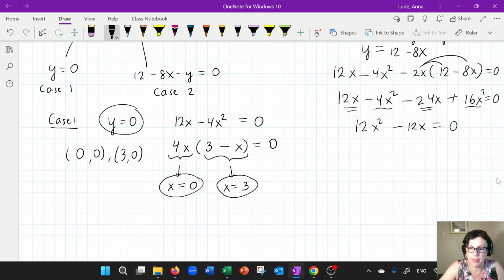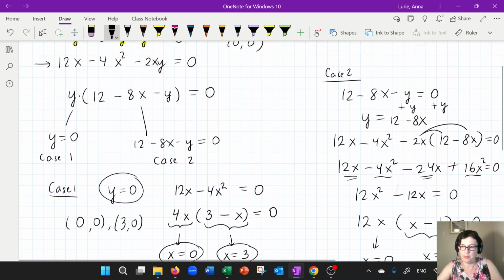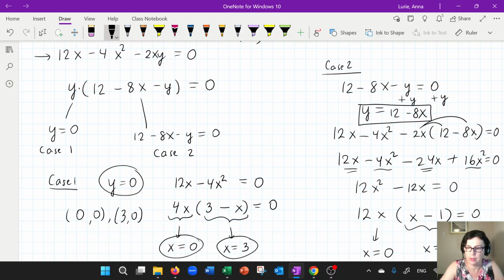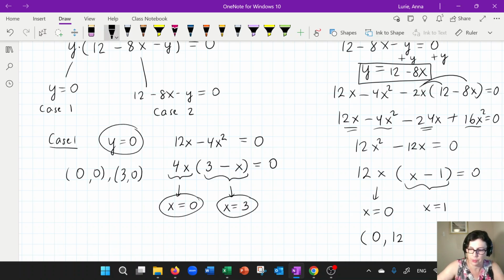Now let's solve that by zero factor property. So we're going to pull 12x out, and from here we get x minus 1. So that tells me that either 12x equals 0, that means x equals 0, or x minus 1 equals 0, which means x equals 1. So when x equals 0, let's remember the connection we had over here: y was 12 minus 8x. So if x is 0, y is 12. So we found one more critical point.